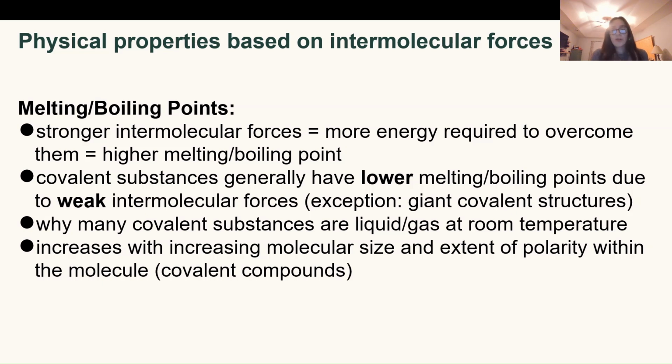These are called giant covalent structures. These are things that have covalent bonds and are nonpolar, but they have such a giant network structure, like diamond, where all of the carbon atoms are bonded together, that it causes them to have super, super high melting and boiling points. But if it's not a giant covalent structure, it's not going to have these really high melting and boiling points. It also explains again why many covalent substances are liquids and gases, because a lot of them are nonpolar or they have weak intermolecular forces.